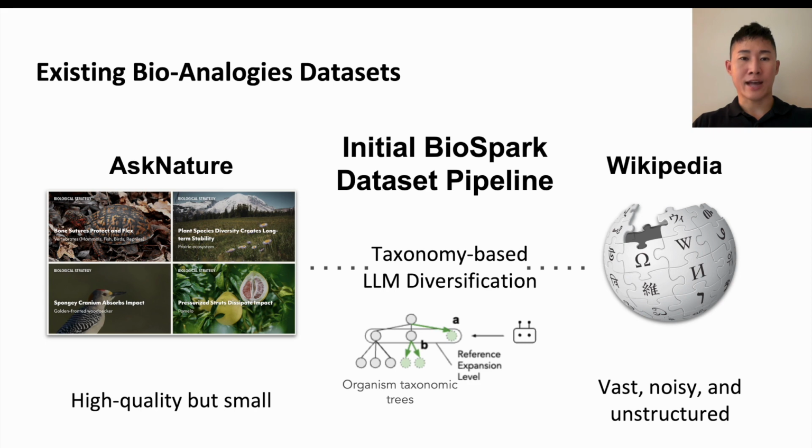In contrast, nature provides high-quality biological mechanisms created by experts, but is small, around tens of mechanisms for each functional problem. To bridge this, in the initial BioSpark dataset pipeline, we leverage large language models. One challenge with LLMs is their inability to generate conceptually diverse data for design problems. To solve this, we guided LLMs with taxonomy to focus generation on potential organisms with interesting new mechanisms.